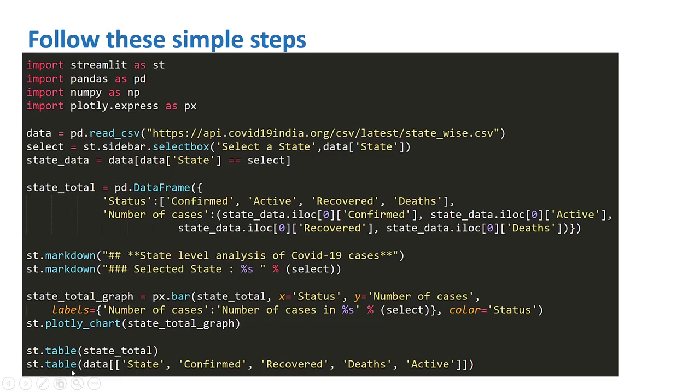For example, in Rajasthan, the confirmed cases, recovered cases. In Karnataka, the confirmed cases, recovered cases. And it would be in a data frame format, meaning in a tabular format, of each and every state in India. So now that I've explained what this program does, I'm going to execute this program to show you how the web interface actually looks.